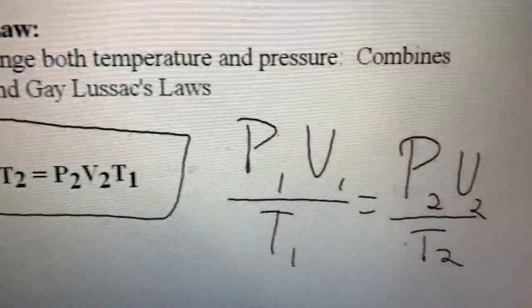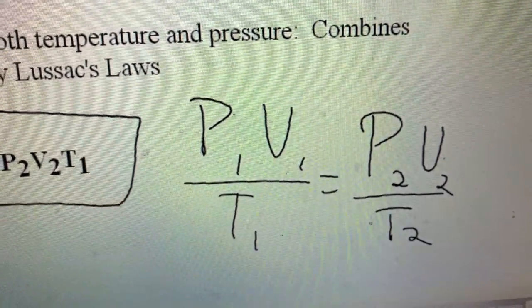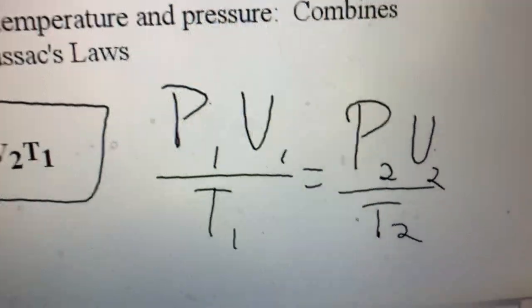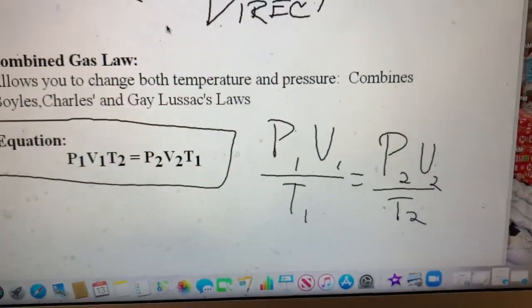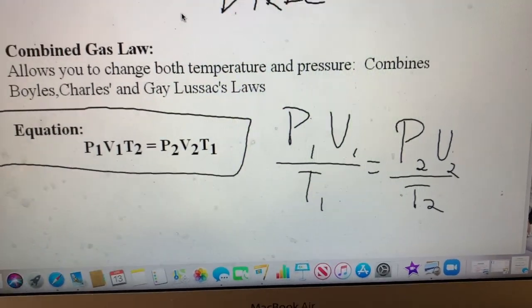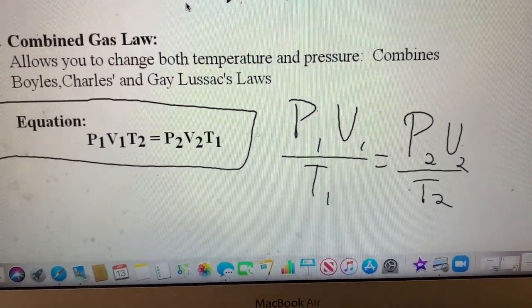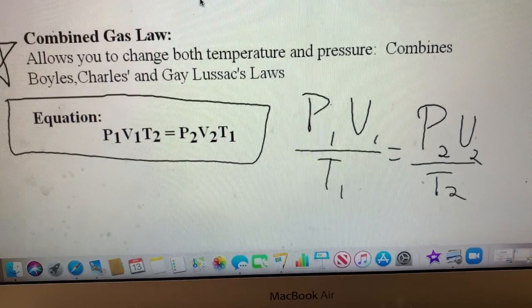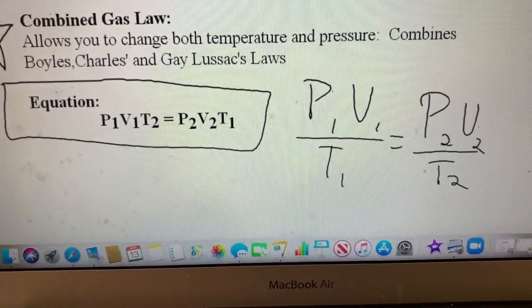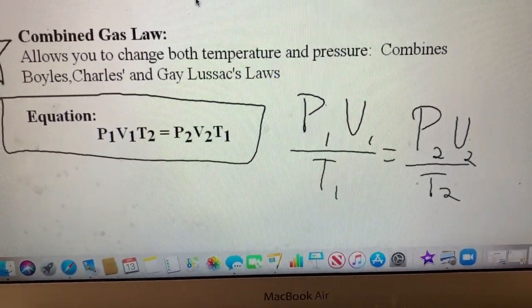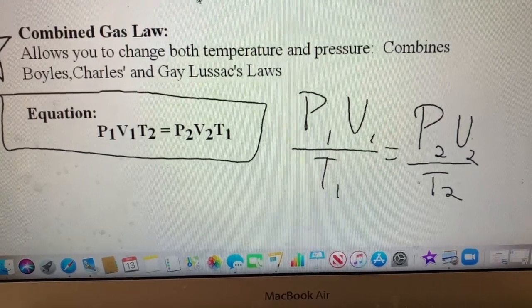Again, some people like to keep all their ones on one side and all their twos on the other. This is another way to write it. All I did was algebraically switch it around. Please use the one you're more comfortable with. Remember, anytime that you are dealing with temperature and gas laws, you must change that to Kelvin.